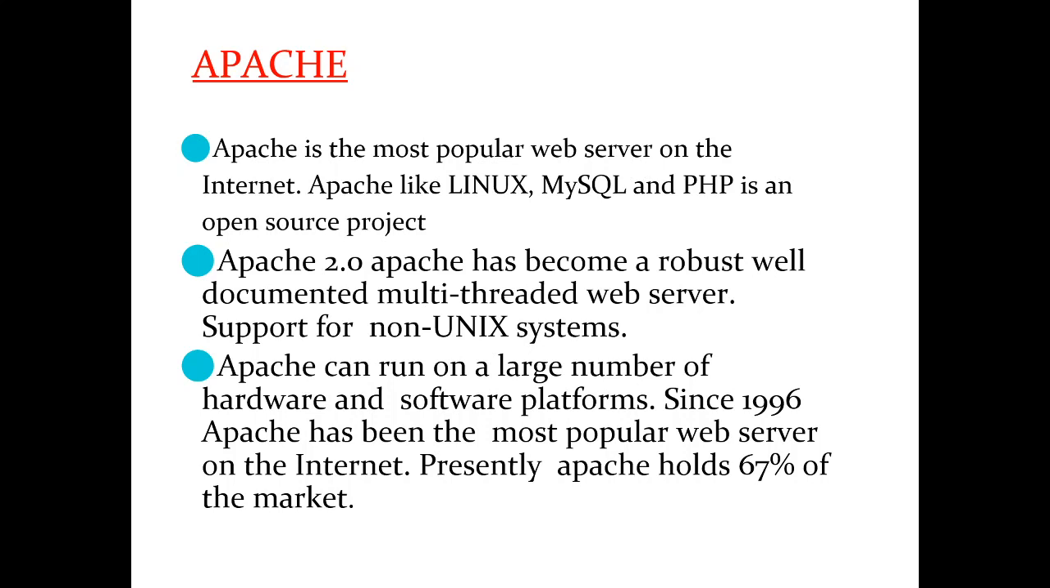Next is Apache. So what is it? It is a web server, the most popular one. It is again open source and free to use. It has certain features: it is a robust and well documented multi-threaded web server, and it also supports non-Unix systems, because when you develop a web application, you may not just run it on Unix systems, you may develop on some other systems also. So it supports any of the systems. It can run on a large number of hardware and software platforms.